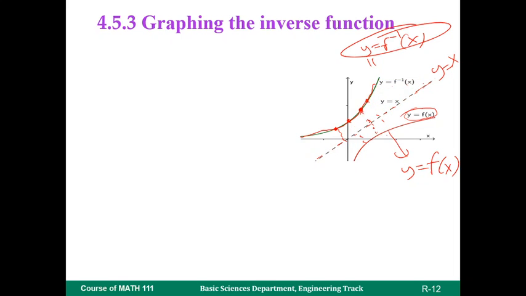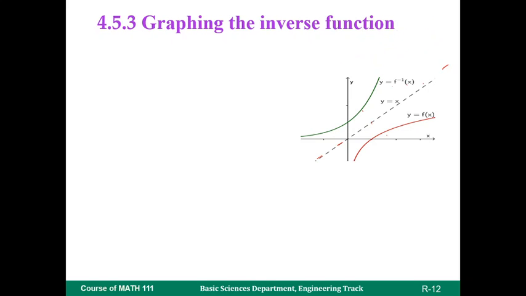So basically, to get the graph of the inverse of a function, you take the reflection of the function with respect to the y equal to x line. So this is a new type of reflection, because we have seen the reflection for the x-axis, for the y-axis, for the origin, but this time it's with respect to a line, the y equal to x line.